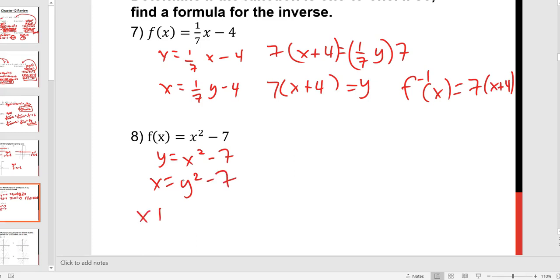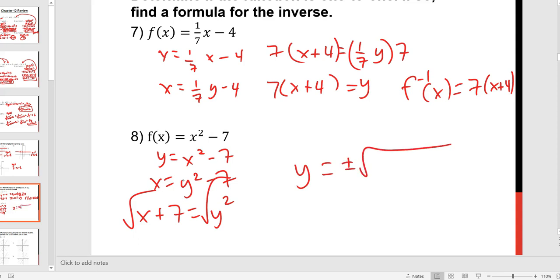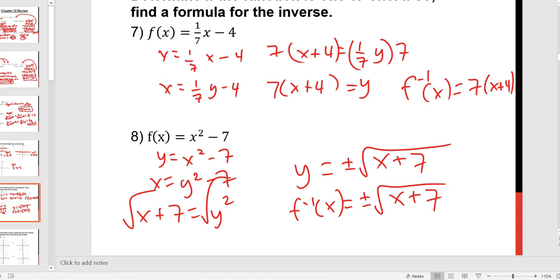Solving it. Square rooting it. Y is equal to plus or minus. Technically, I could give you full credit if you were to do this. But technically, I could also give you full credit if you just say that this is not a 1-to-1 function. So therefore, there is no inverse function.